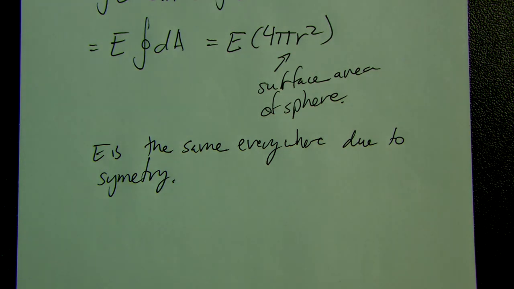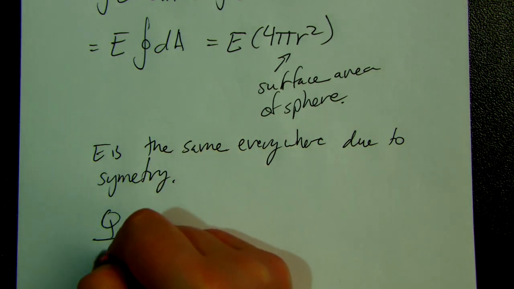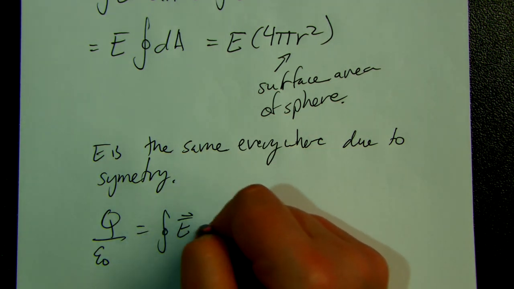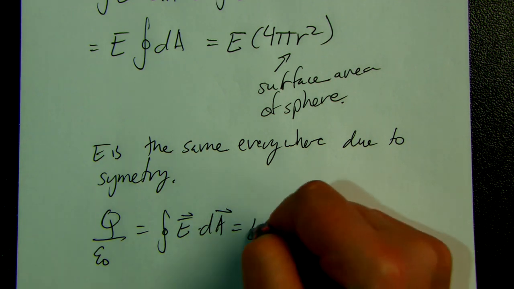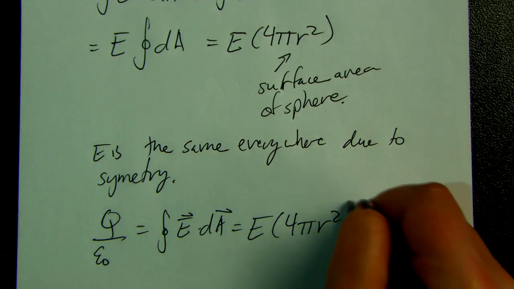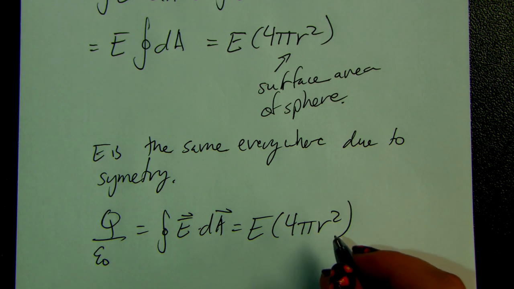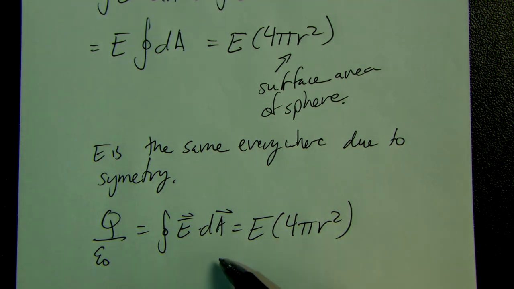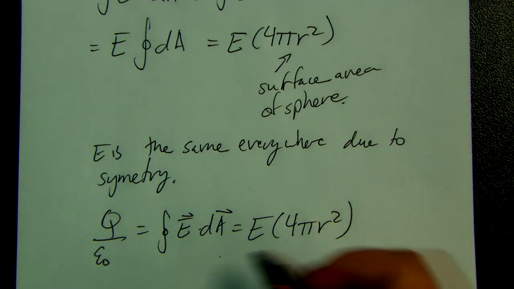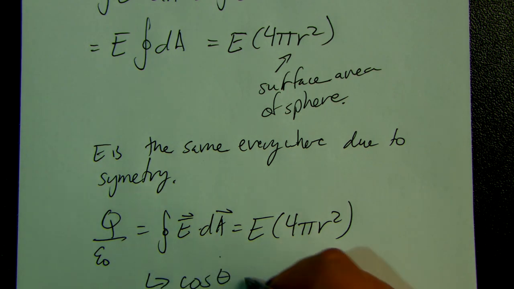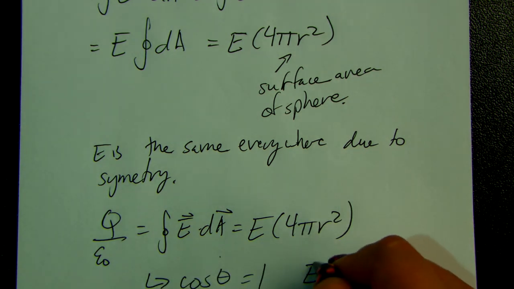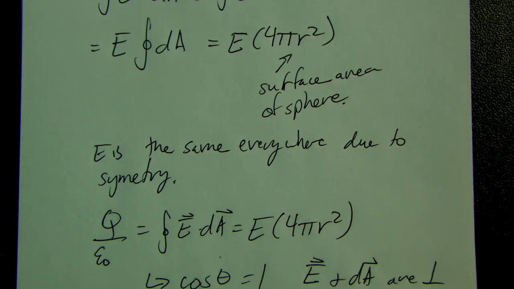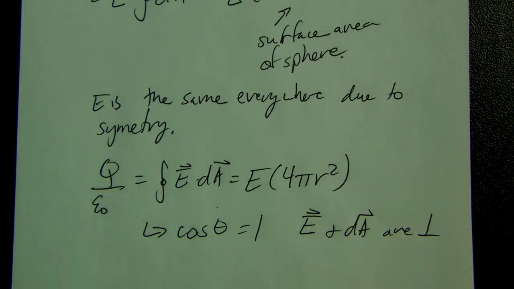Okay, so then it follows Q over epsilon naught is equal to the surface integral of E dot dA, which we've already calculated to be E times 4 pi r squared. And this works because E and dA are perpendicular to the surface at each point, so cosine theta is 0, because E and dA are perpendicular to the surface at each point.